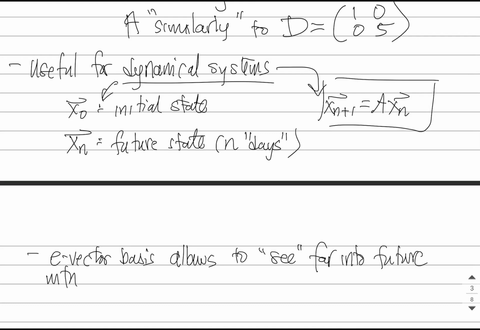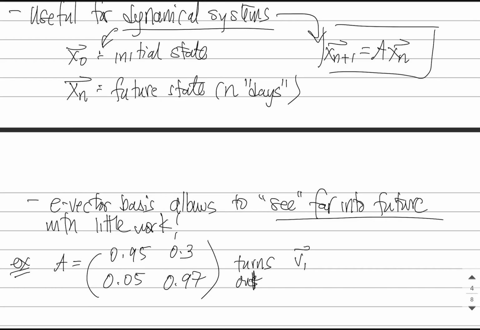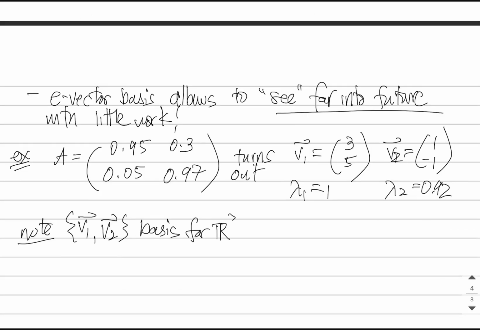allows us to see far into the future with little work. Now, as an example of this, if I tell you, okay, here's a matrix that characterizes a dynamical system, and I'm not going to worry about the background behind it, it will turn out that it has an eigenvector basis. So the eigenvectors in this particular problem would be (3, 5) and (1, -1). The eigenvalues that are associated with it would be 1 and 0.92. Because these two vectors live in R2 and they are not multiples, they will be sufficiently different enough to be independent and to span.